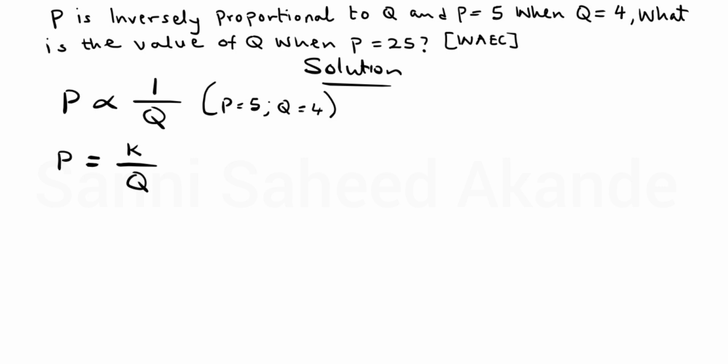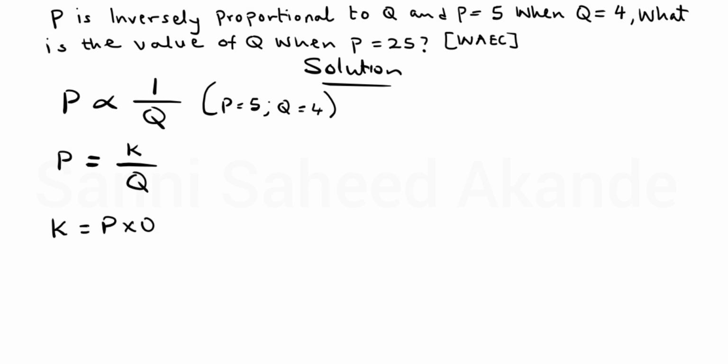So for me to find the value of Q when P is equal to 25, I have to first of all find the relationship between P and Q, which is what I have written here already, but I must know the value of K. So what is the value of the constant? Then cross multiplying, I will have K equal to P times Q.